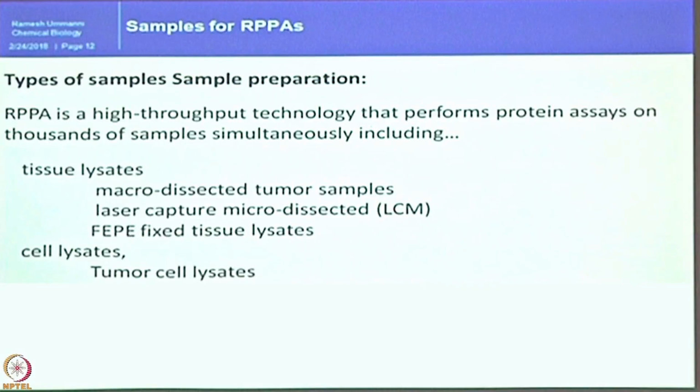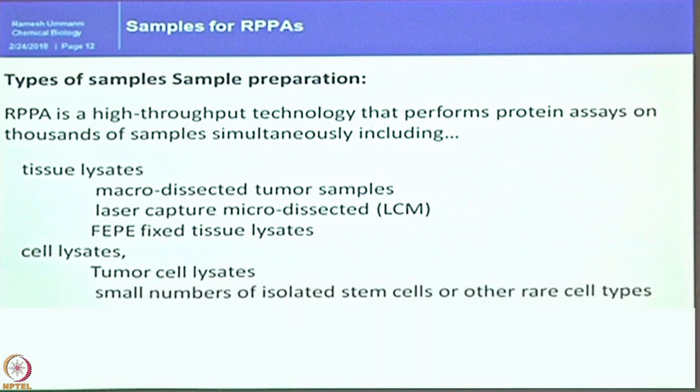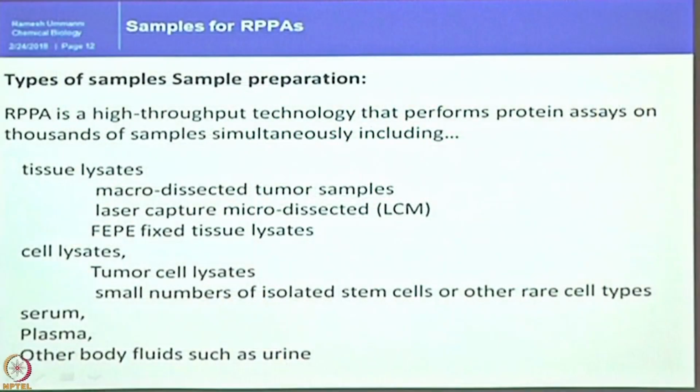The cell lysate, particularly a tumor cell lysate. Every one of you might be handling some of the cell lines in the lab, so the lysates can be prepared. Small numbers of isolated stem cells and other rare cell types too. Stem cell biology is a very attractive word, but they will always deal with thousands of cells, not even millions of cells. We do millions of cells in cancer research. Serum also can be spotted there, plasma or any body fluid such as cerebrospinal fluid or urine can be directly printed on the slide by following specific methods.